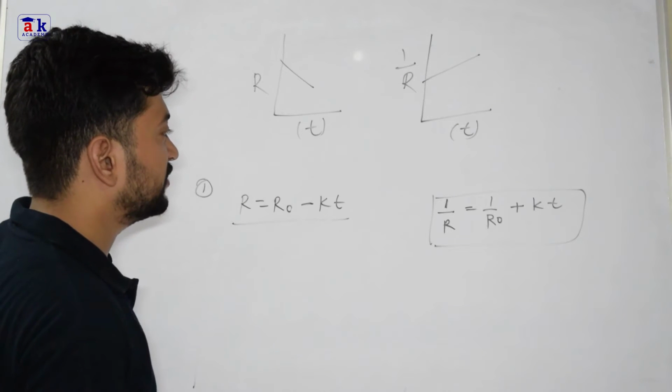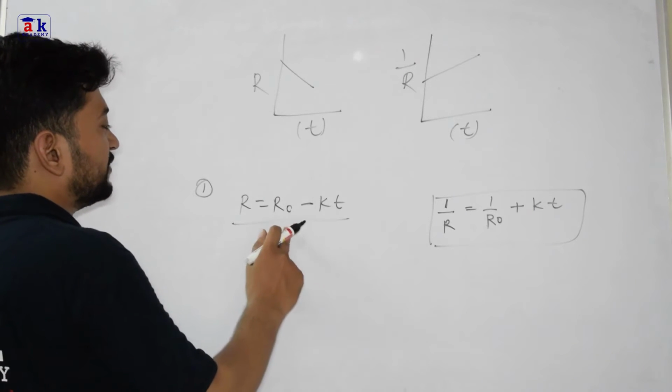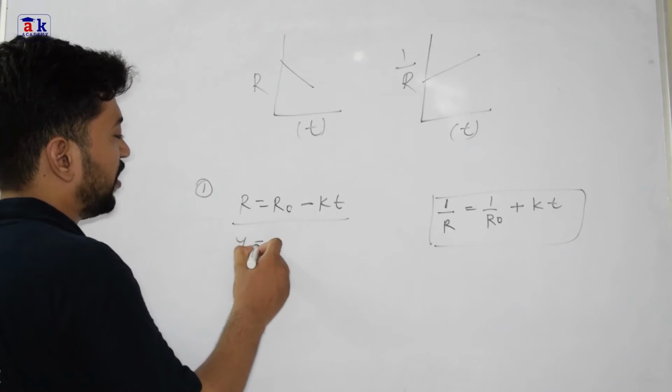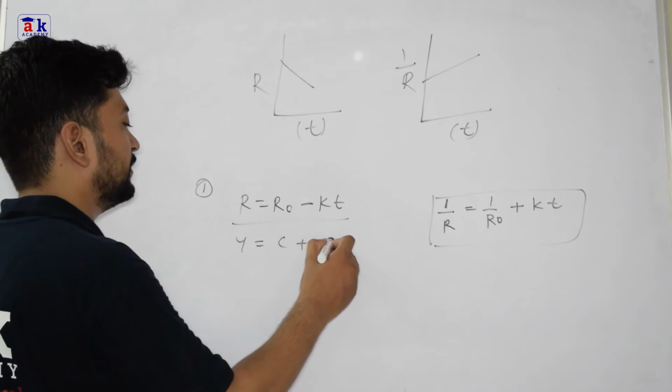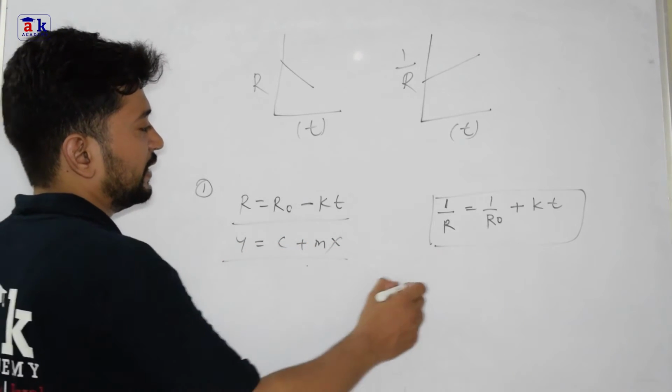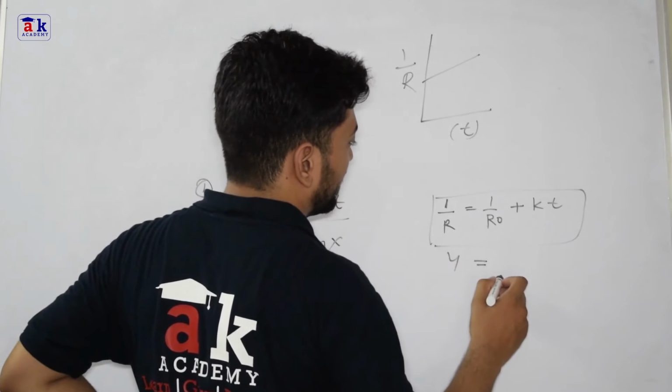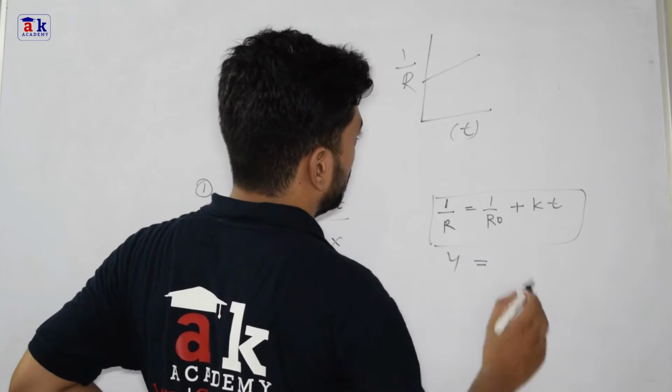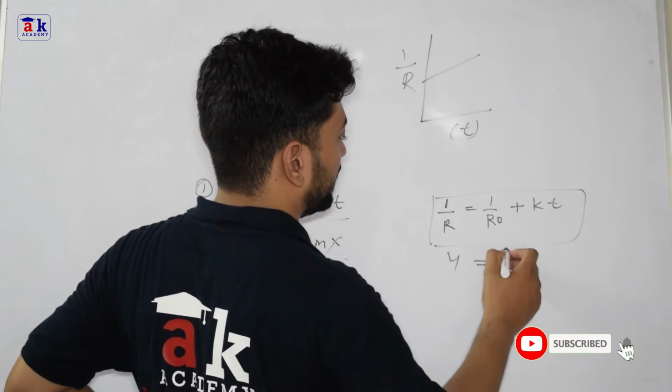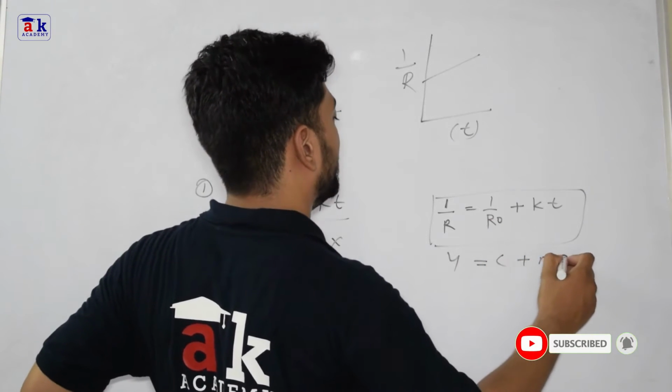So now what you can see over here, in this case, if I try to write it in the form of y is equal to mx plus c, so we can write it like this, and here in this case we can write it like this. This is y is equal to 1 upon r naught, right? So this will become c plus m into x.